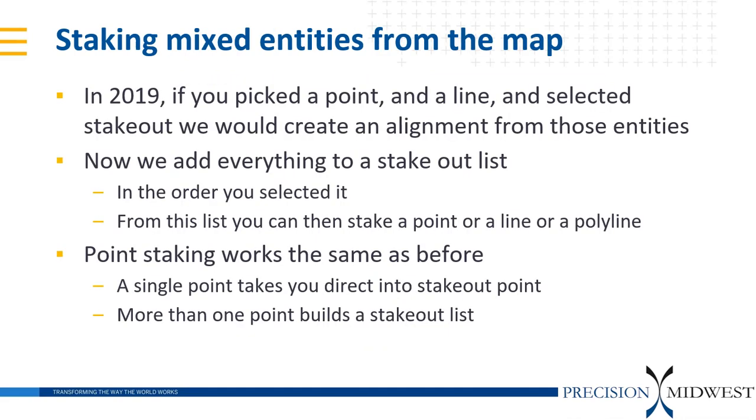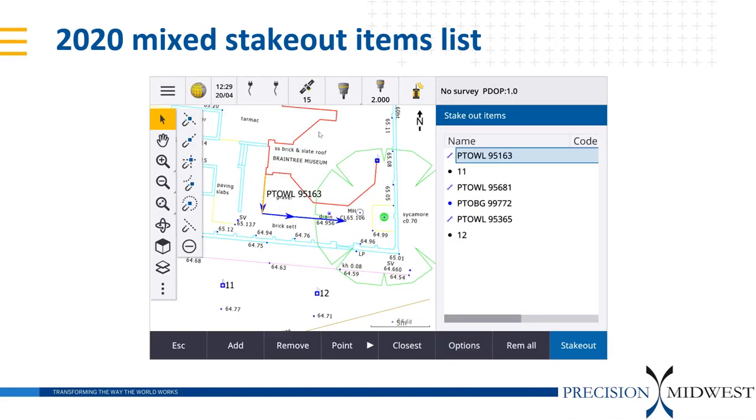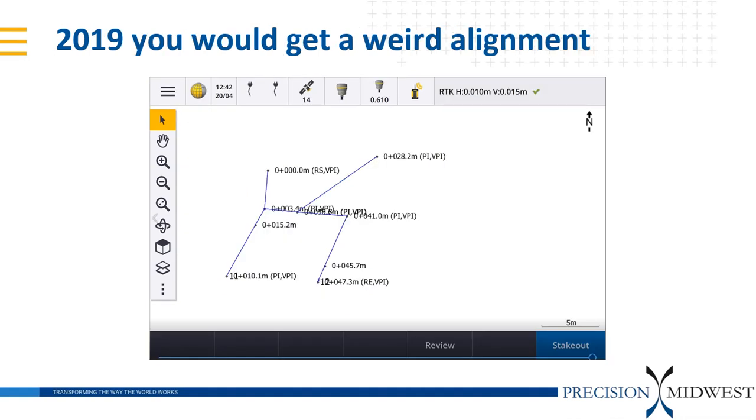And staking mixed entities from the map. So in 2019, if you selected a point and a line and selected stake out, it would create an alignment for those entities. Now they add everything to the list that you have selected and in the order that you select it. So for example, here you have a line, a point, a line, an object, a line, and a point. That's the way that those were selected. So that's the way it's going to be laid out. In 2019, you would have got something that looked like this. Not too clear.